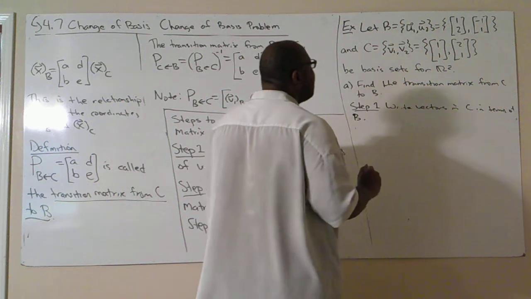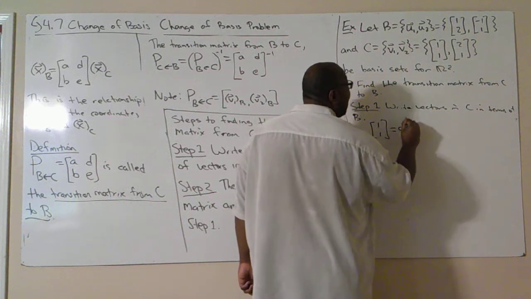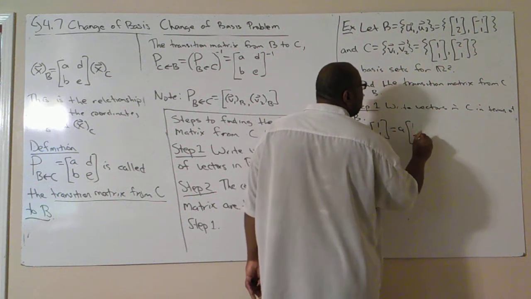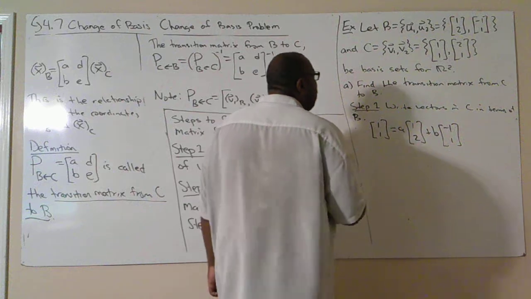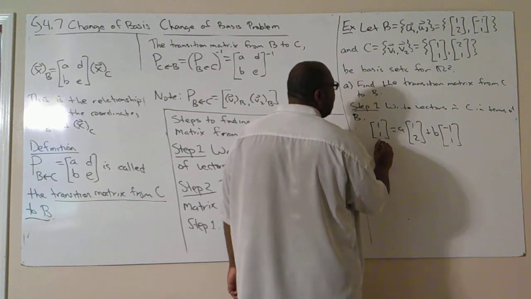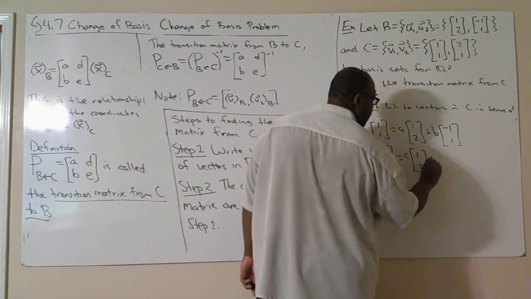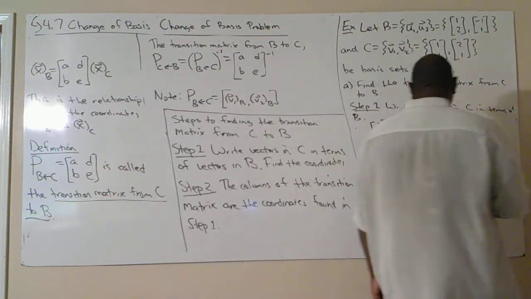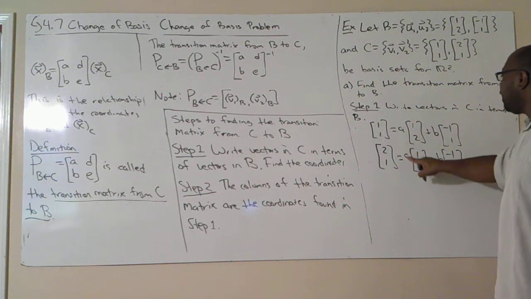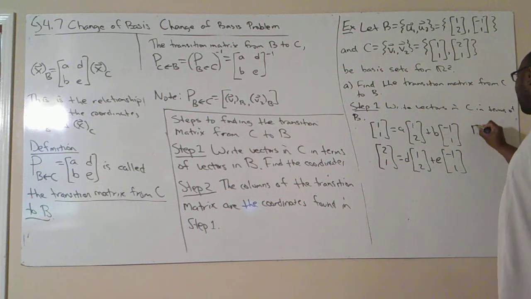That means that (1, 1) has to be equal to a times (1, 2) plus b times (-1, 1). And for the other vector in C, (2, 1) is equal to d times (1, 2) plus e times (-1, 1). This should be d and e, or whatever you want to call it. And I want to find a, b, d, and e.